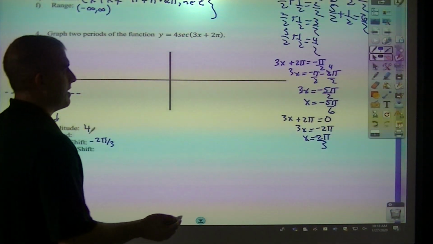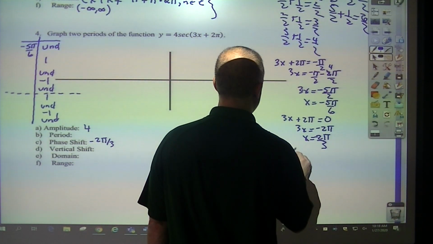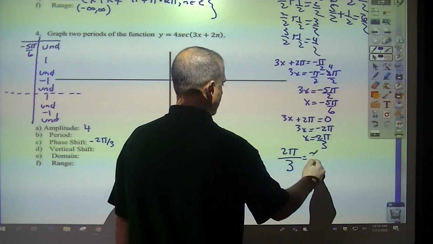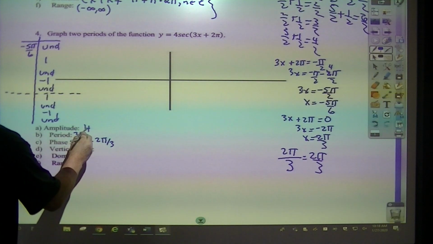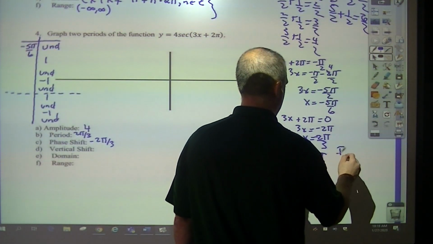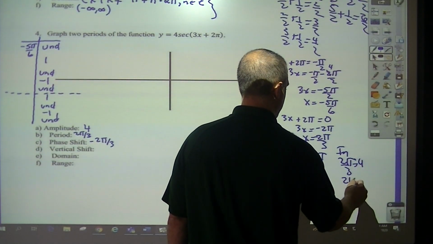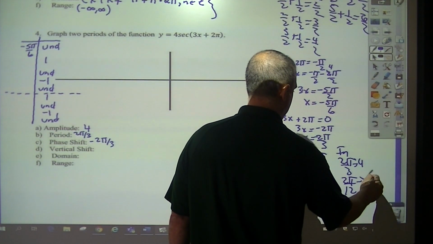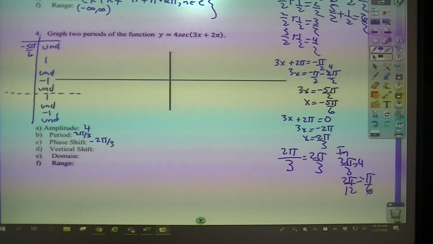The period of my function will be 2 pi divided by the number that's in front of x, which would be 2 pi over 3. That will be the period. My interval will be 2 pi over 3 divided by 4, which is 2 pi over 12, which is pi over 6. So that's going to be my interval of pi over 6.